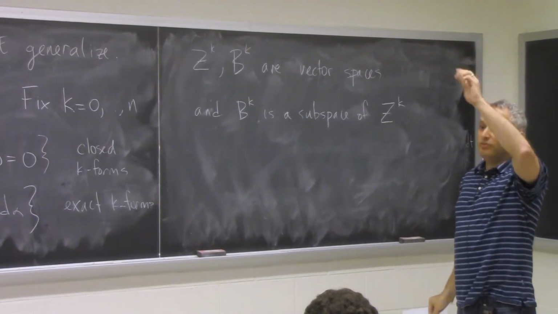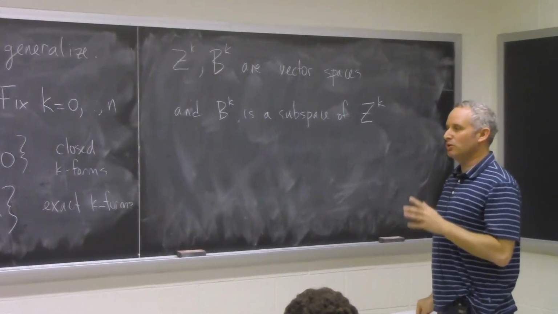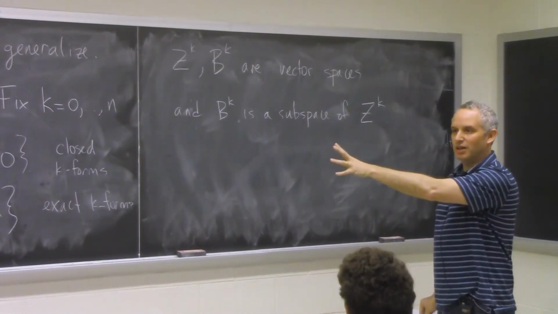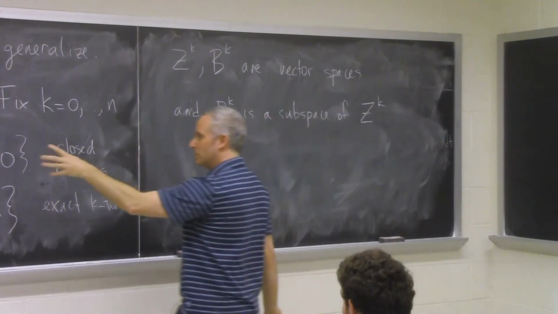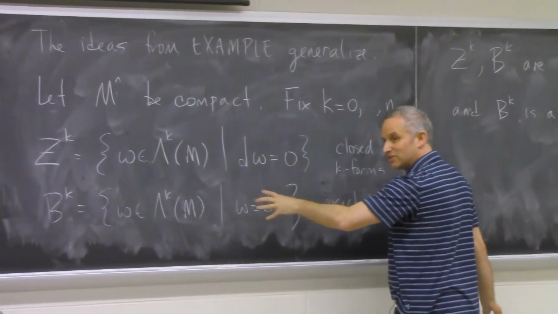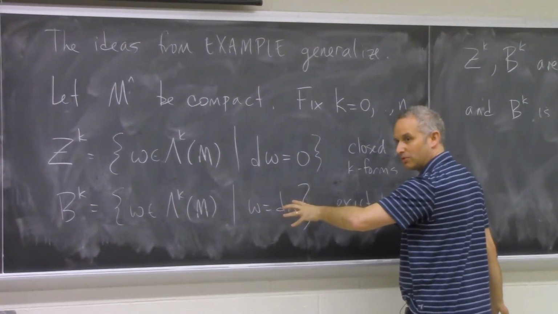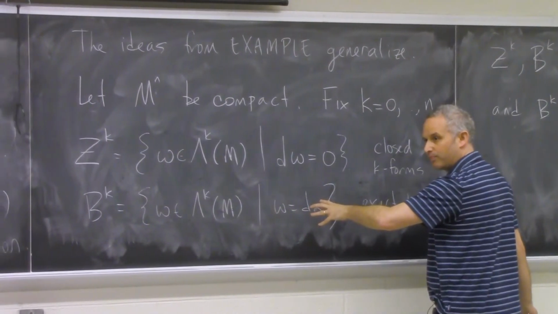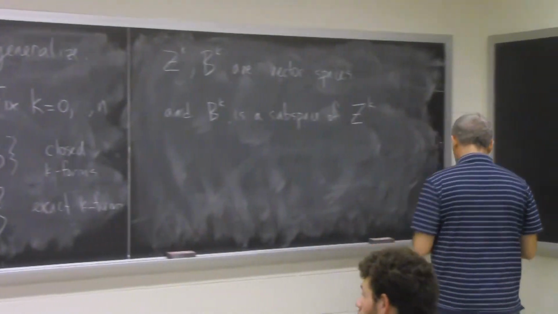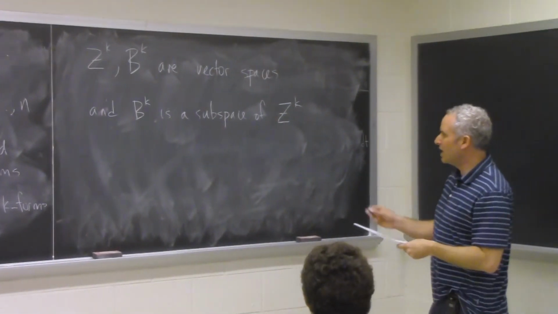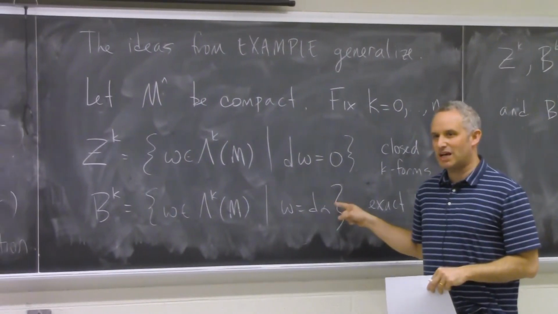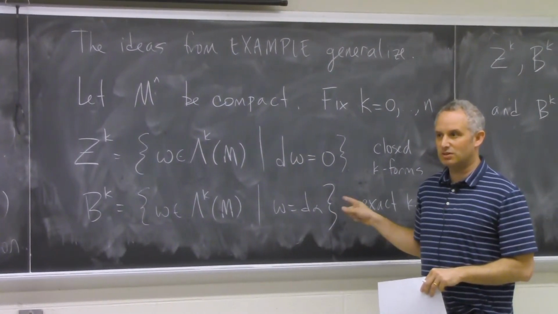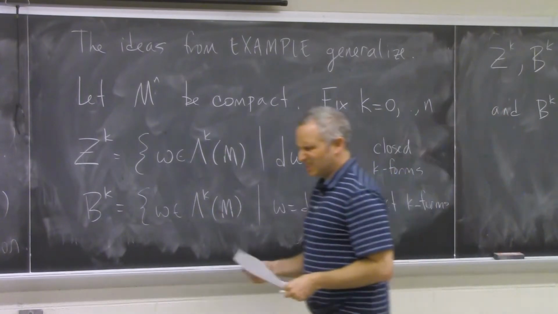So if our manifold was R^2, B^k would equal Z^k. Everything where d is 0 is d of something. We proved that. That was claim 3. And why is this true? Well, if you're d of something, then if we take d of both sides, you get d alpha, which is 0. Right? So this is clear?